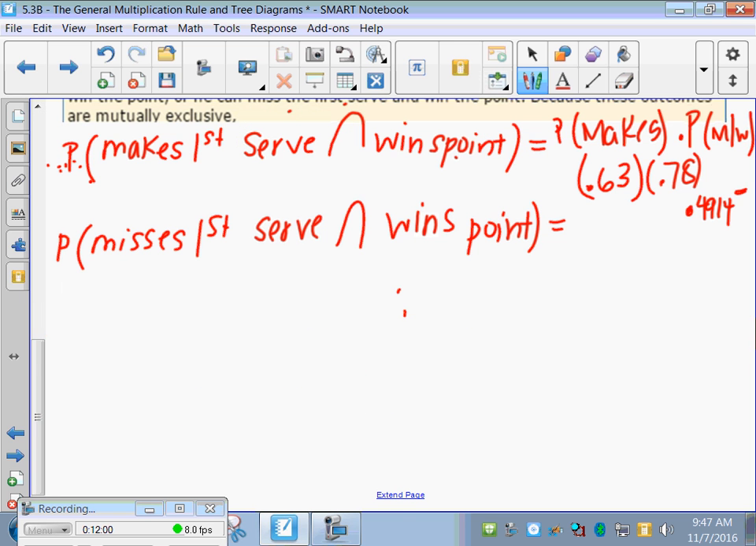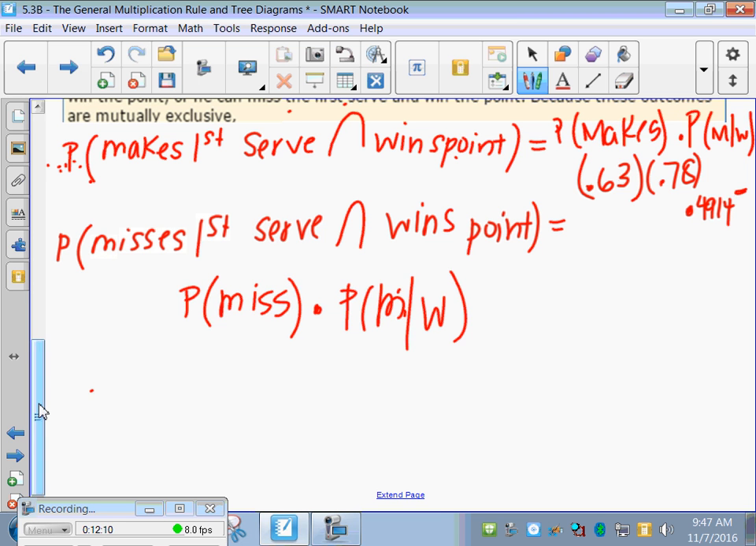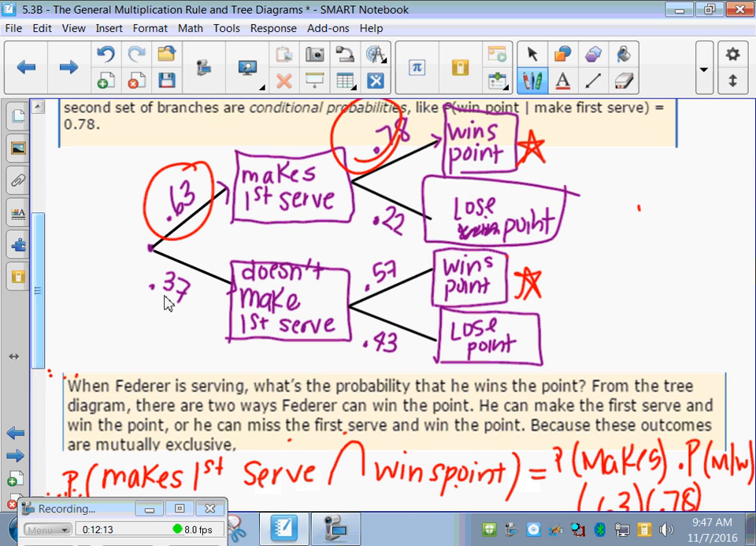All right, and for the other one, similar, right? We want to multiply the probability that he misses times the probability that he wins given that he misses the first serve, right? So what's the probability of missing but still winning? That's this track here. We can multiply these together. So the probability he doesn't make the serve times the probability of winning, so 0.37 times 0.57.